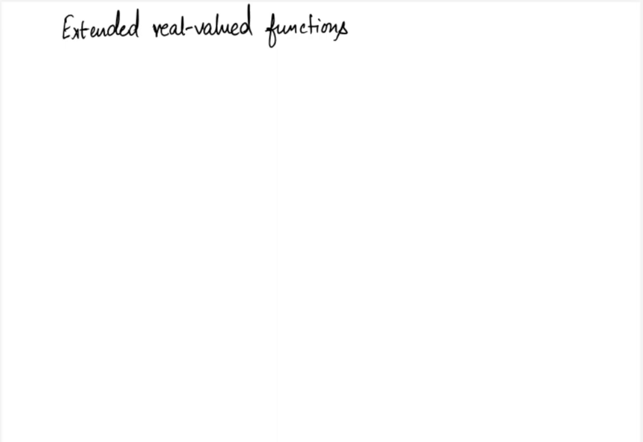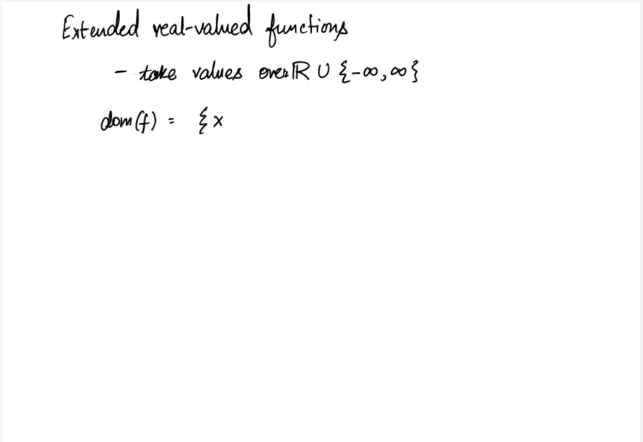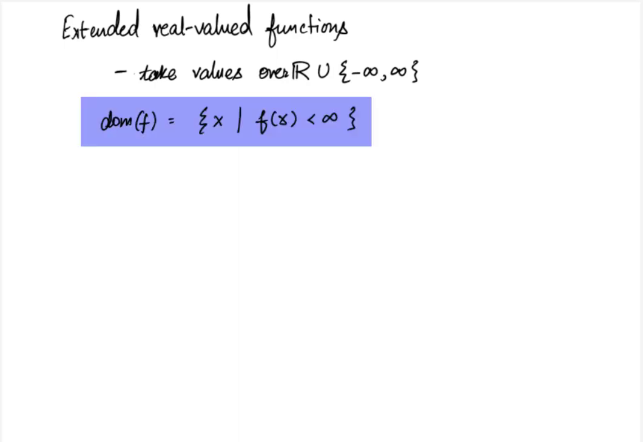An extended real valued function is one that takes values over the extended real line that includes real numbers as well as minus infinity and plus infinity. The domain of the function is defined as the set of x for which the function value is less than infinity. Another way of writing this function is that f is infinity for all x that are outside its domain.